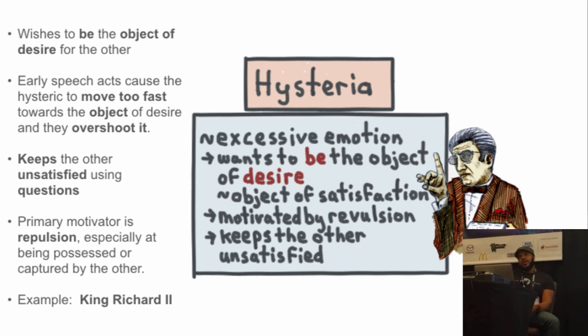So when you read Zizek, or any Lacanian, when they use the word hysteria or hystericize, to hystericize someone is to put them in this mode of being inquisitive or questioning, right? And the primary motivator is repulsion, especially at being possessed, right? So the classic example is King Richard, the second, another Shakespearean play. King Richard goes through a process where he loses the crown. And then he starts questioning what it means to be a king, right? So he's questioning, is it in the biology? Is it in the action of the king? Is it in the idea of what the subjects believe? Do the subjects make you a king? So it's a big part of the definition of hysteria.